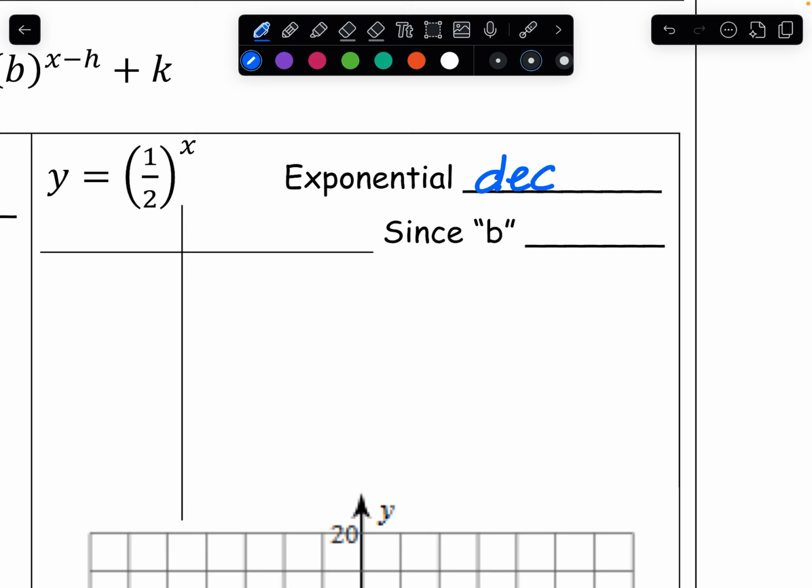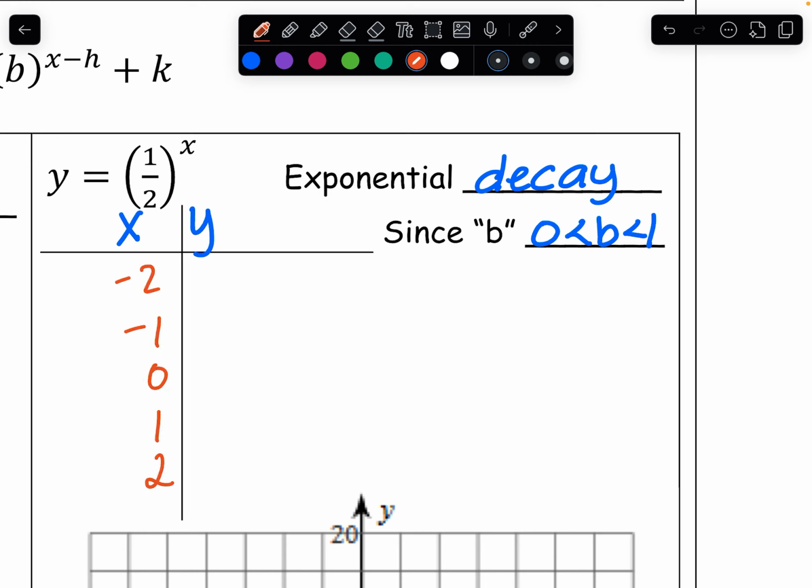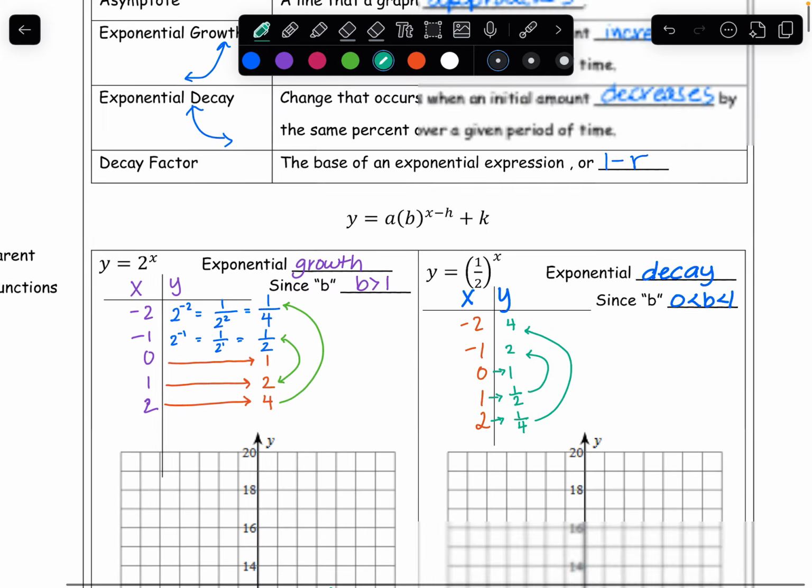This is going to be exponential decay, and that's because b is between 0 and 1. And so if we set up our x and our y values, we're going to use the same y values on the other page. What's kind of cool is that you can find them pretty quick. 0 always maps to 1 because anything to the 0 power is 1. 1 always maps to our base, so 1/2. And then 2 maps to that squared. We can then do the reciprocal of them to get our parent function values very quickly.